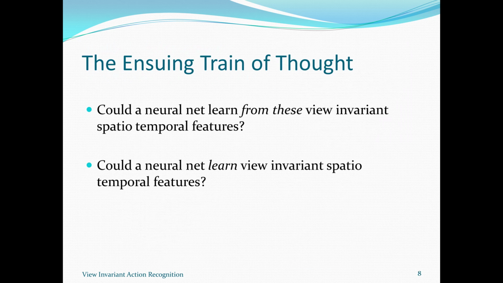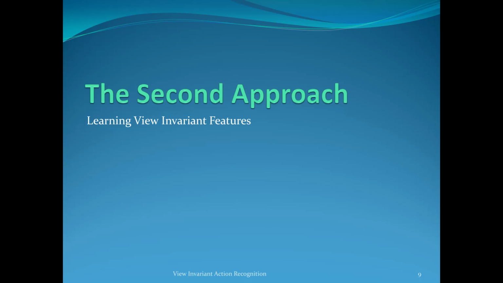And so from this, the train of thought ensued: can a neural net learn these features that we had calculated and use them? But then, could a neural net learn completely new features that were view invariant? Has it been done? So we looked into the literature available at the time and built a state-of-the-art on this. And so we moved on to our next approach, which was learning view invariant features.